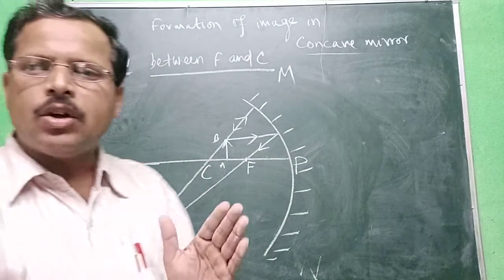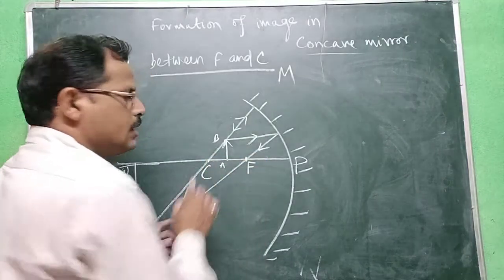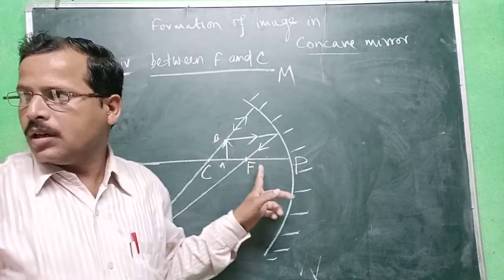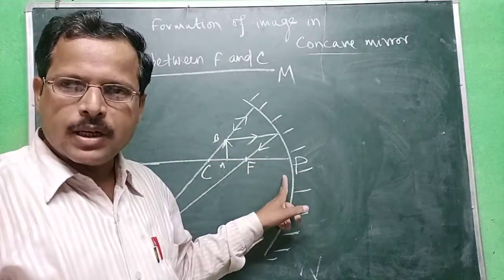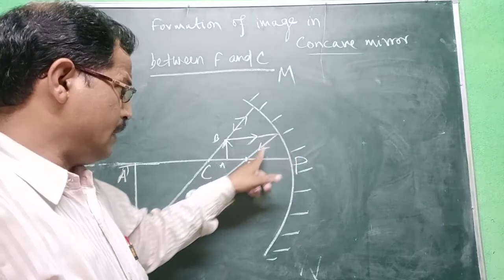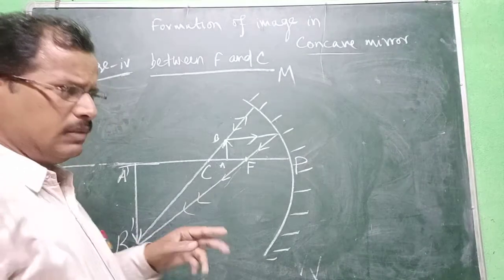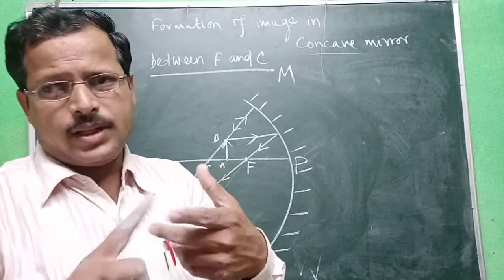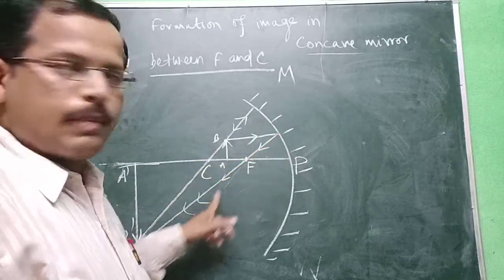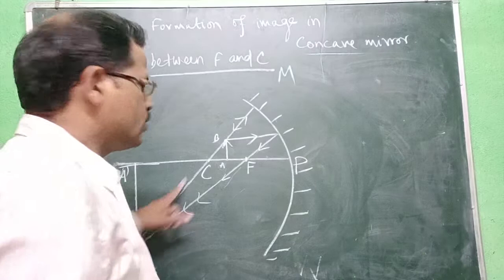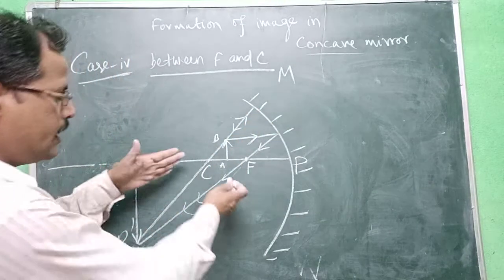Look, when the object is placed between what? Between center of curvature and principal focus. One incident ray goes parallel to the principal axis, and after reflection it is reflected through the principal focus. That is the reflected ray. For image formation we need two reflected rays. One is this reflected ray, another passes through the center of curvature and comes back along the same path, and they meet.